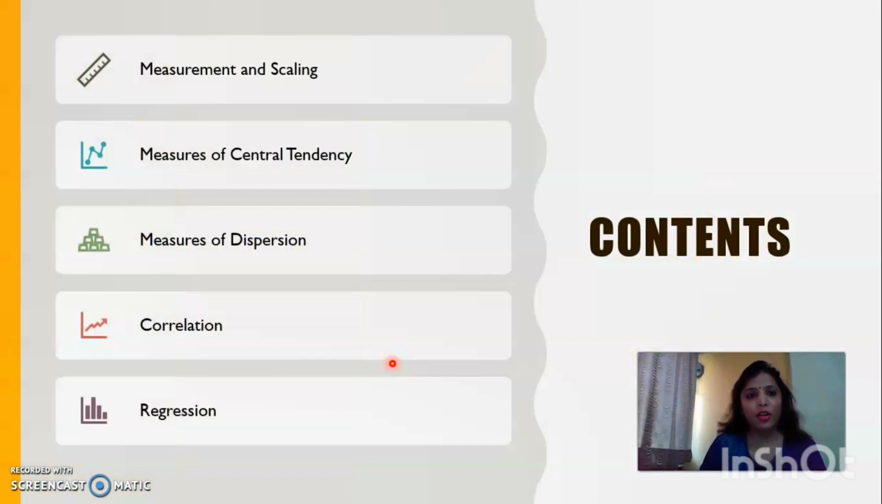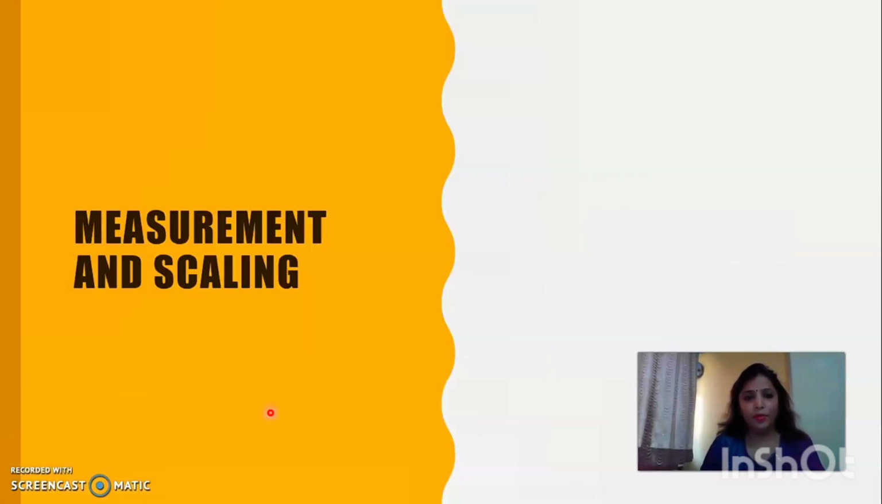So these are the contents of this particular presentation. We'll be talking about measurement and scaling. We'll be talking about measures of central tendency, measures of dispersion, correlation and regression. Today I will be focusing on these two, measurement and scaling, and measures of central tendency. And then in the next lecture we'll talk about measures of dispersion, correlation and regression.